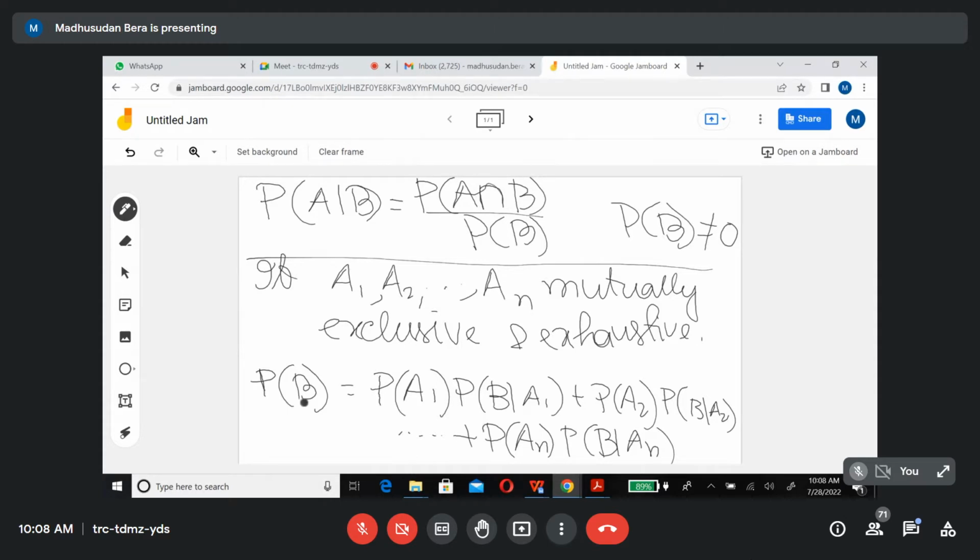Is this okay? If A1, A2, An are mutually exclusive and exhaustive, mutually exclusive means if we take any two, their intersection is empty. So they are disjoint events. And B is any event. Then if we know the probability of each event Ai and P of B given Ai, in that case the probability of B can be obtained by this formula. This is called the total law of probability. Up to that we studied last class.